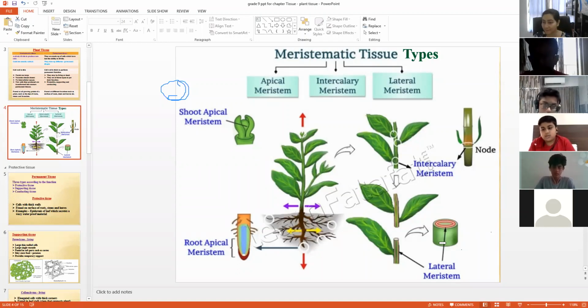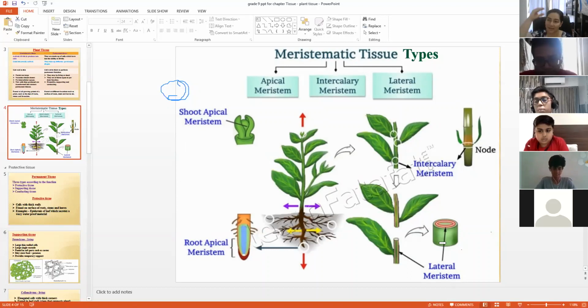Ma'am, I have a doubt. So ma'am, basically apical is there for the length and lateral meristem is there for the diameter. Yes. Ma'am, what is the function of intercalary meristem? Intercalary helps growth of leaves.